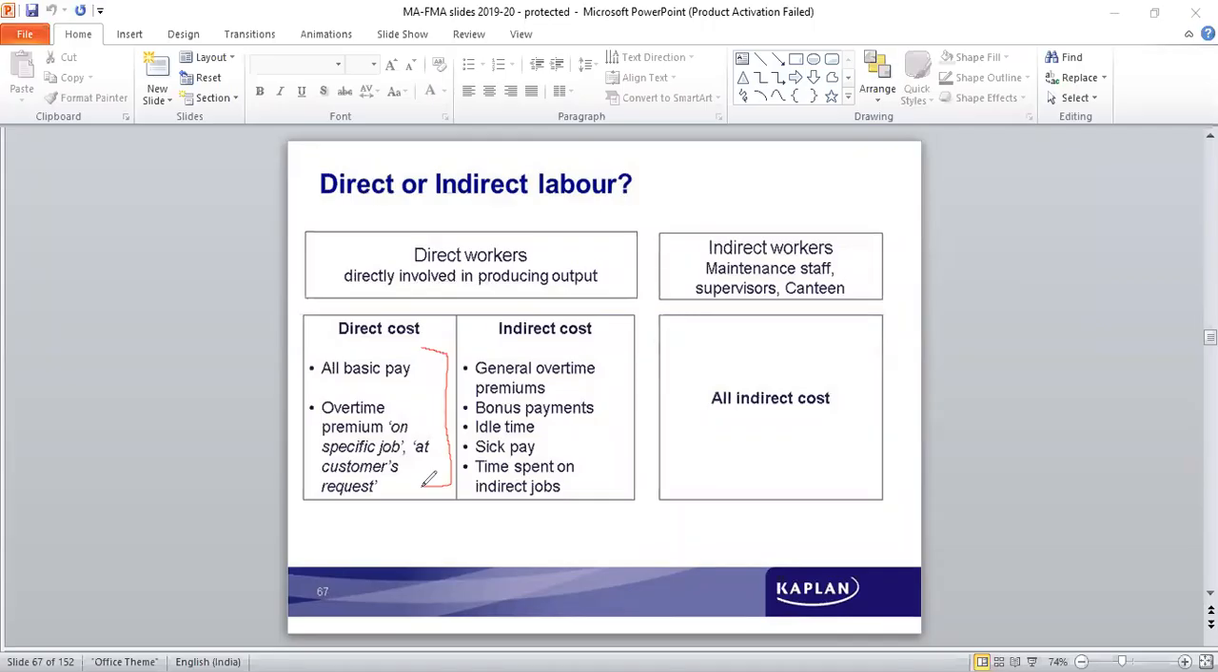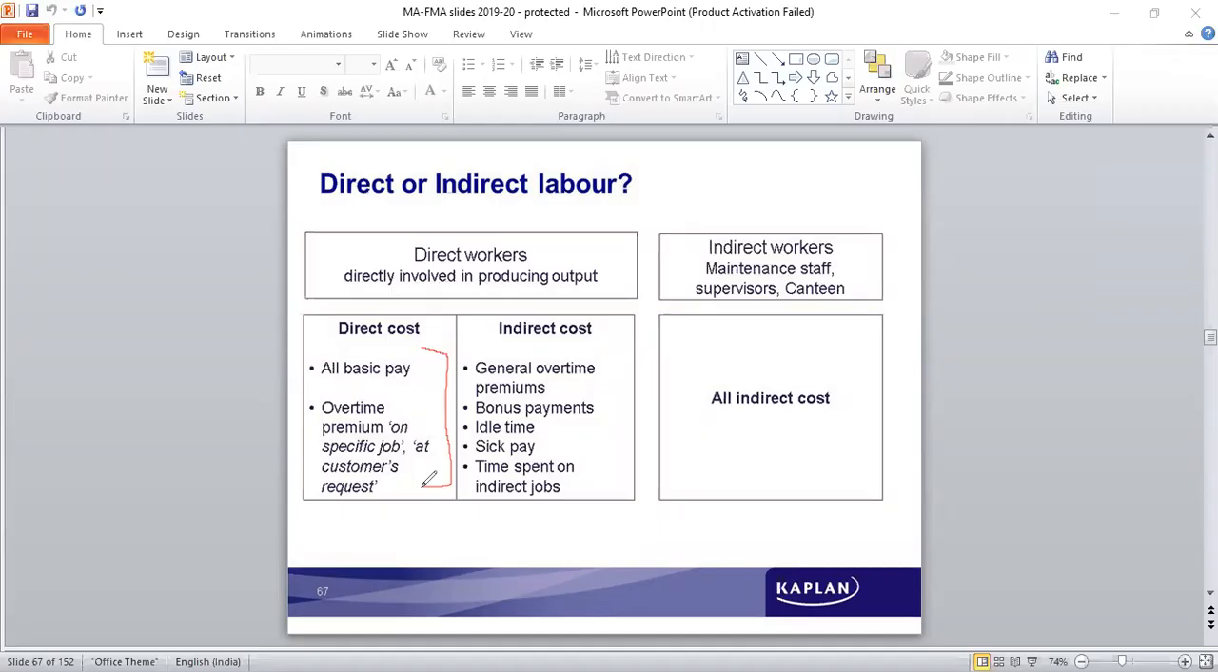See, there is no productive work carried on, but yet they are paid wages. That's unproductive time, but yet wages are paid because they are entitled to receive the wages for the number of hours they spend in the factory premises. So the cost of idle time is also an indirect cost, sick pay, time spent on indirect jobs.